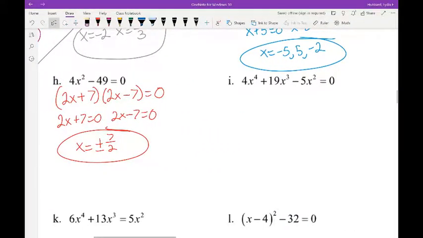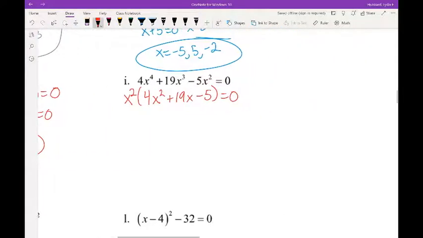Okay, so moving on to I. Again, first thing we should always check is that we're set equal to 0, which we are. Next thing behind that is to see if we have a GCF. We actually do. We can take out an x squared out of all three of these terms. So that will leave me with 4x squared plus 19x minus 5.